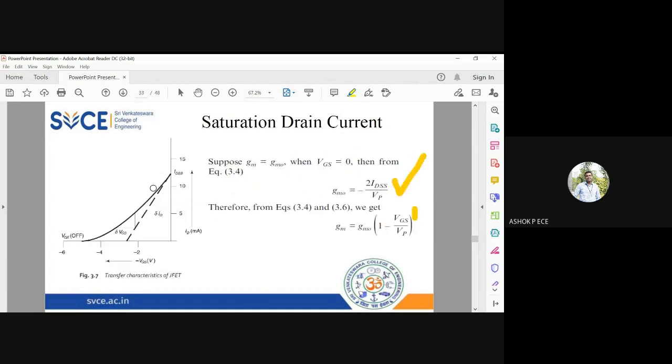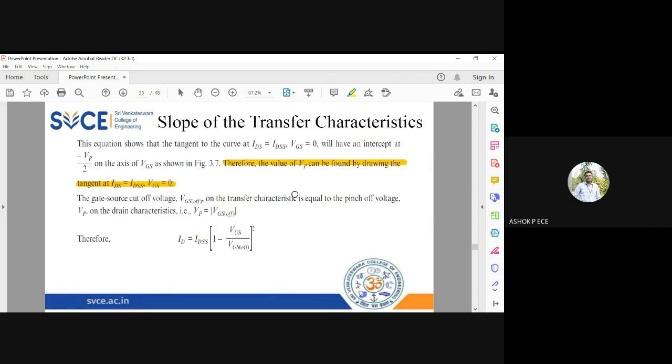So see here this graph. At this point, VGS equal to 0, you draw a tangent. You know what is a tangent? A tangent touches the curve only at one point. If you draw a tangent and extend it, whatever point it meets here is going to be minus VP by 2. So if you want to find VP, multiply this value by 2. That is going to be the pinch off voltage VP. That is what they are saying here.